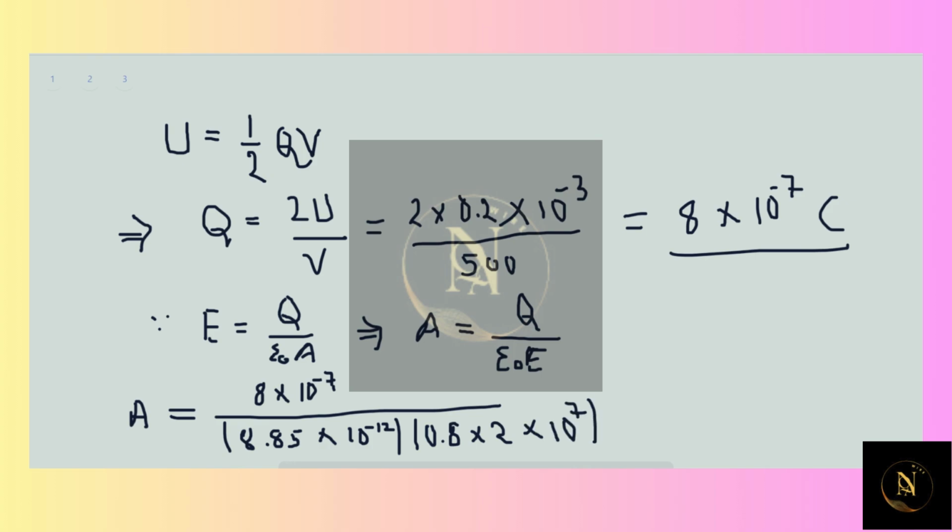If you calculate this, the area of each plate comes out to be around 5.65 times 10 raised to negative 3 meters square. So this is the area of each plate. This is our final answer.